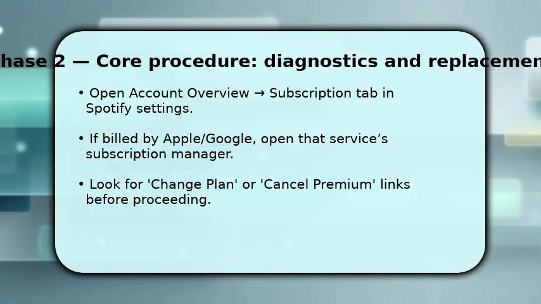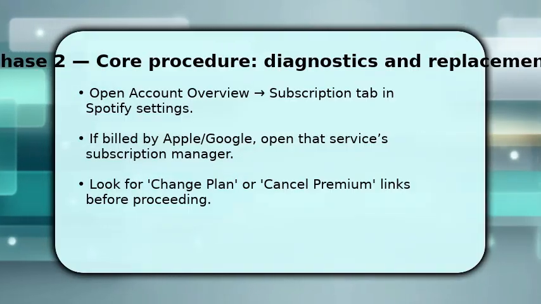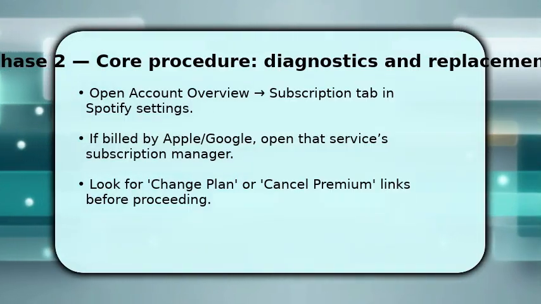If billing shows Apple or Google Play, switch to those platforms. Open their subscription managers and cancel there instead, since Spotify can't stop external charges. Keep an eye on the renewal date displayed so you know.